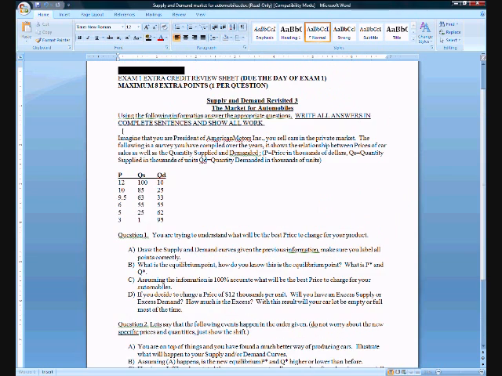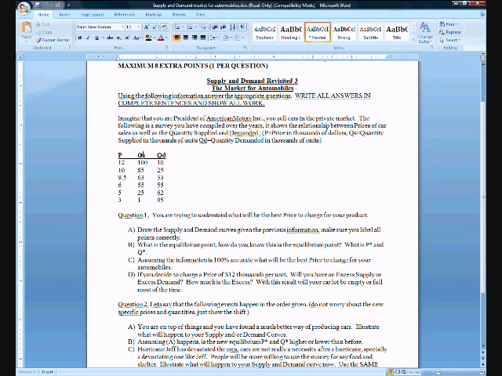Okay, imagine that you are president of American Motors Inc. You sell cars in the private market. The following is a survey that has been compiled over the years that shows a relationship between prices of a car as well as quantity supplied and demanded. So QS, quantity supplied, QD, quantity demanded. That's supply and demand, right? So we can do a supply and demand chart.